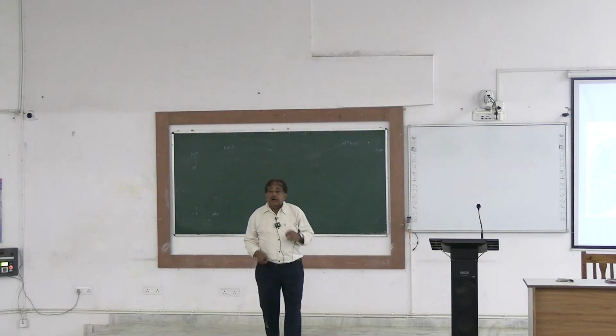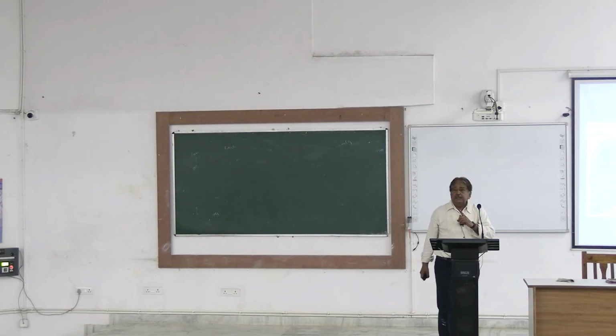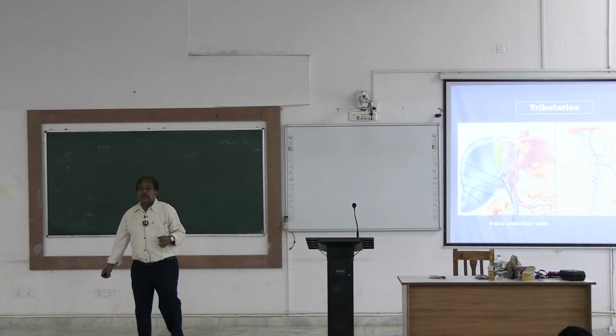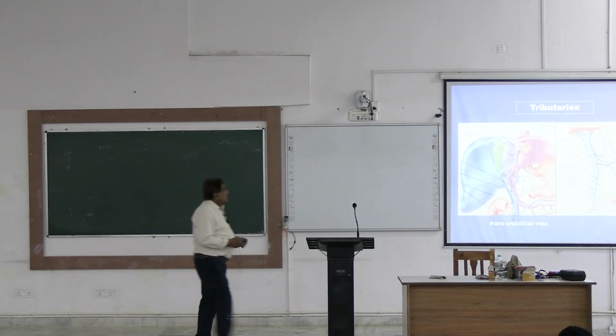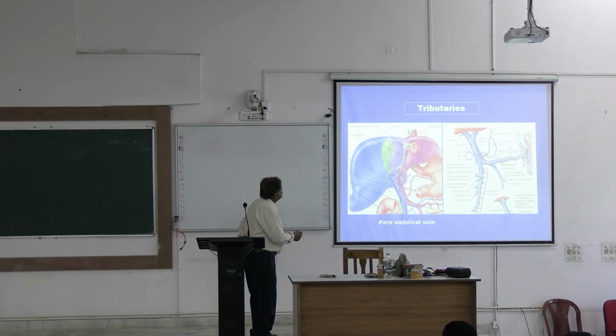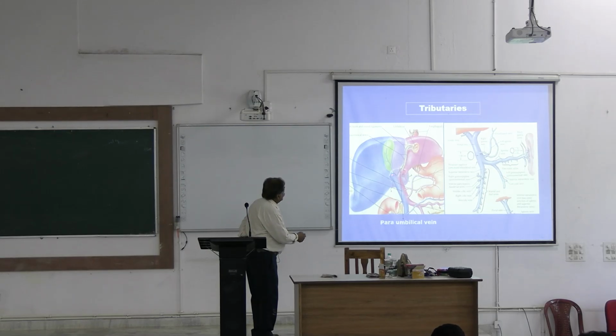Okay. Now this is the emotional component. Without emotion, life is nothing. Now you see, this is the umbilicus and para-umbilical vein. Now this is the gallbladder, this is the stomach.